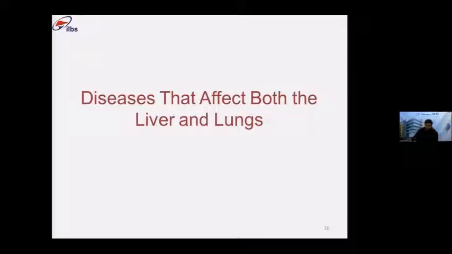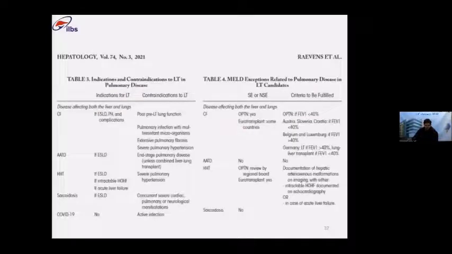Now coming to the diseases that affect both liver and lungs. In this table, there is a broader picture of all of the diseases which can have both pulmonary as well as liver effects. They can directly affect both liver and lungs. So in cystic fibrosis, end stage liver disease and portal hypertension are the complications, and these are the indications. When simultaneously poor pre-LT lung function, that is defined by FEV1 of less than 30, and that is very severe obstruction, they are contraindications.